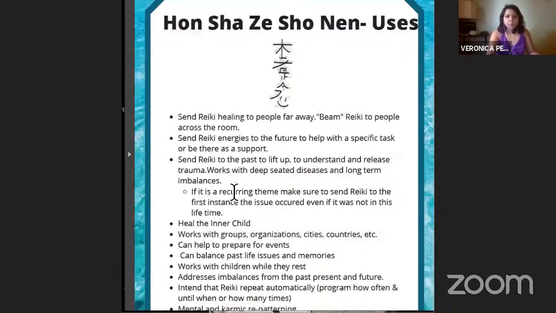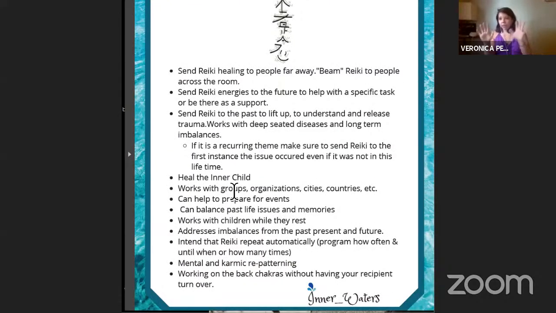So Honsha Zeshonen, which is our distance symbol. We don't use this one as much, but we use it for very specific reasons. We use it anytime we're not able to physically get our hands on people. So beaming, sending Reiki to things in the future, in the past. We talked about this a little bit, and what happens when we send Reiki to the past. We send Reiki to the past to lift it up, to understand and release the trauma. It works on deep-seated diseases and long-term imbalances.